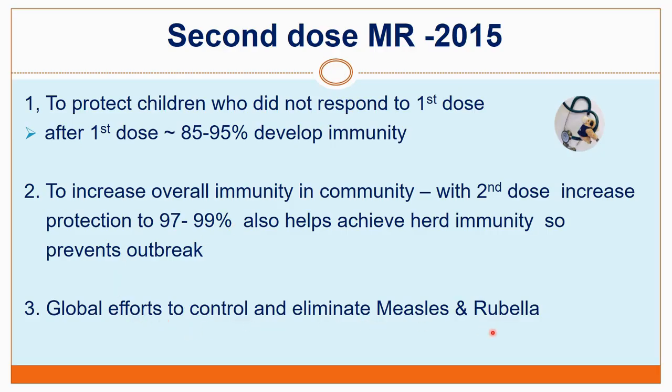Number 3 point, global effort to control and eliminate measles and rubella. So for this purpose, with the second dose, since the immunity was much better, the second dose was planned. It would help control and even eliminate the disease.